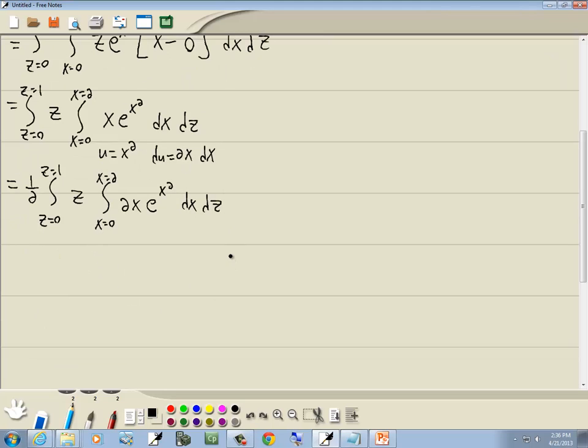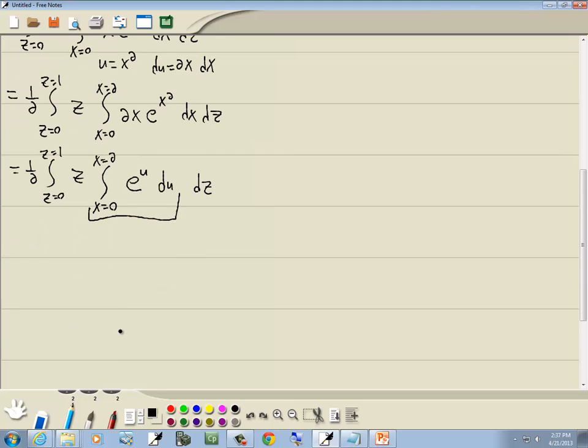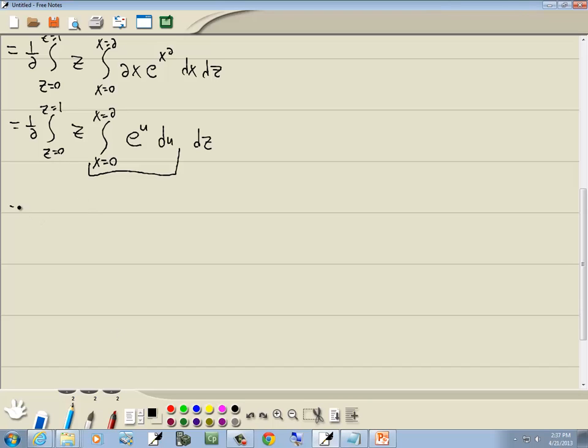Well, now we can do our substitution. So I got 1/2. z is equal to 0 to z is equal to 1. And I'll keep my x values here. Some people like to switch those to u's. And this becomes e to the u du dz. And again, we're doing our inner one here. So we'll have 1/2, z is equal to 0 to z is equal to 1, z, the integral of e to the u is e to the u from x equals 0 to x is equal to 2.